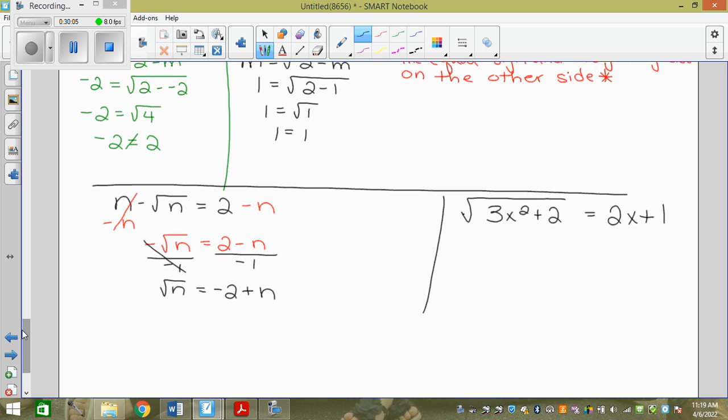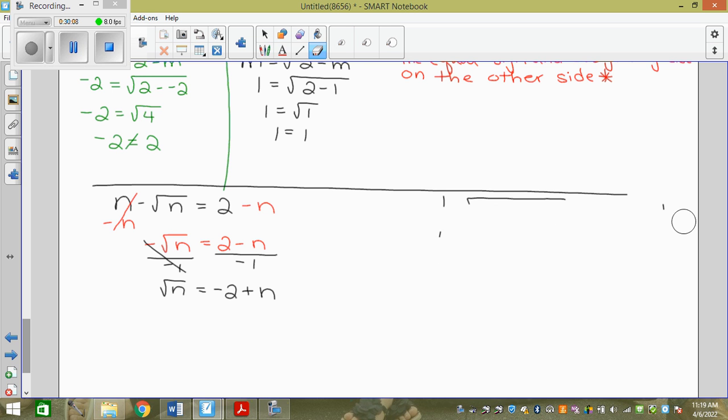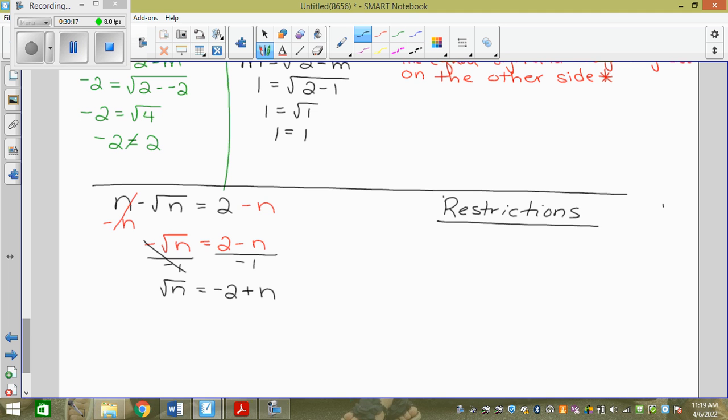Before I move on, I should have stated restrictions. How do I do my restrictions? I take what's under the square root, which is just n, and I say it has to be greater than or equal to what? What does it always have to be greater than or equal to? 0. A question on the test is probably just going to be what's the restrictions? You don't even have to solve it.